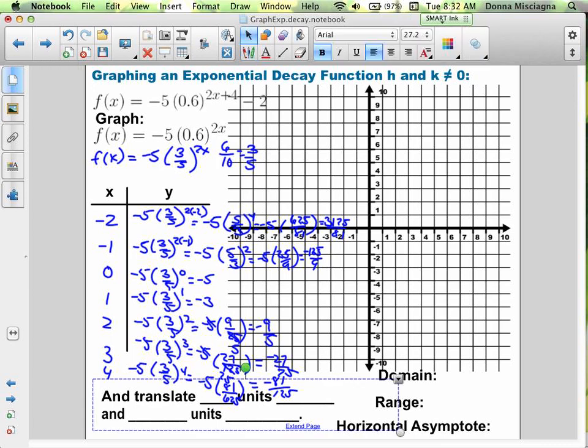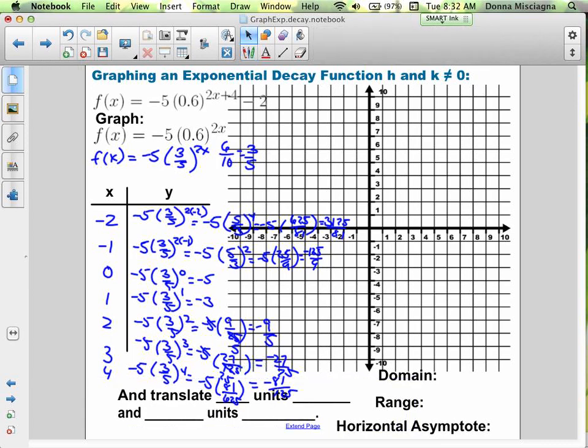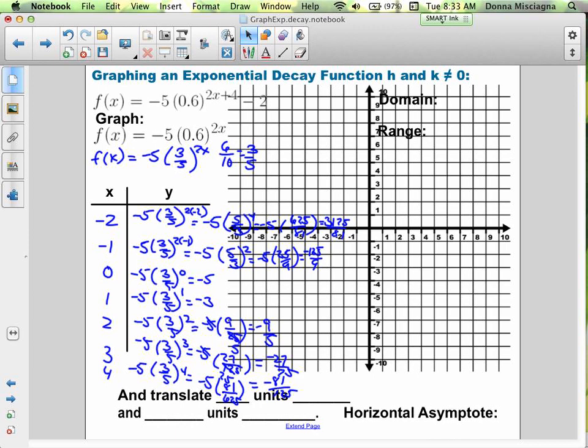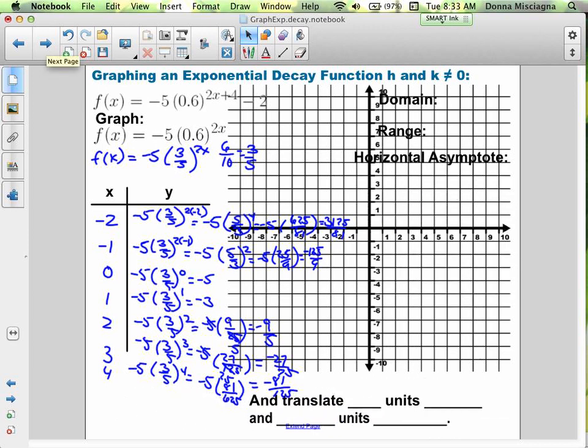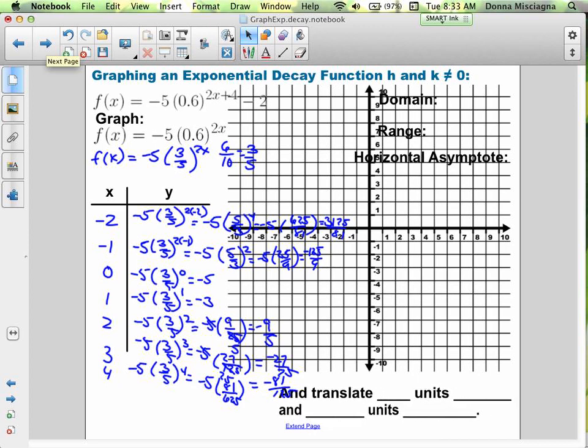I'm going to move everything over a little bit because I'm not going to need this much. I'm not going to need anything up here anyway. Domain, range, horizontal asymptote. Move this over. All right. So first of all, let's graph the base graph.